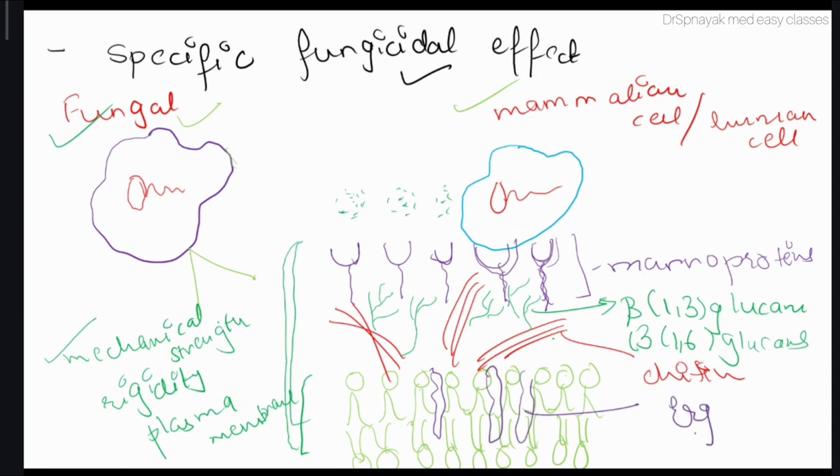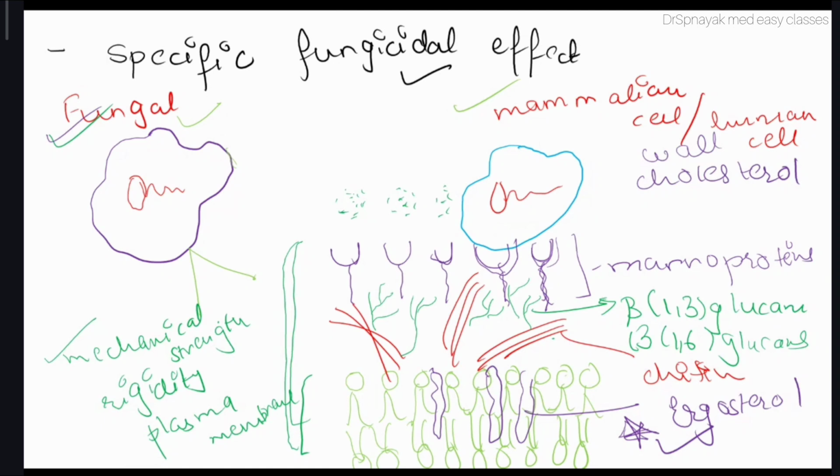This is ergosterol, which is the major sterol present in the plasma membrane of the fungal cell. Whereas the major sterol present in the mammalian or human cell is cholesterol. So this is the major difference between the fungal and mammalian cell membranes: in the fungal cell, the major sterol present in the plasma membrane is ergosterol.